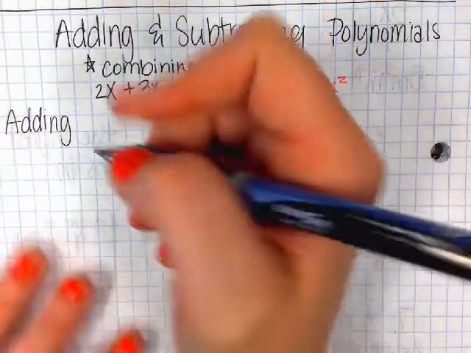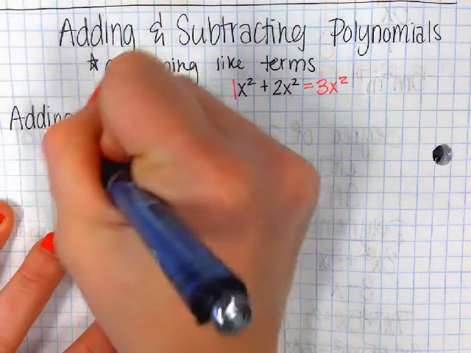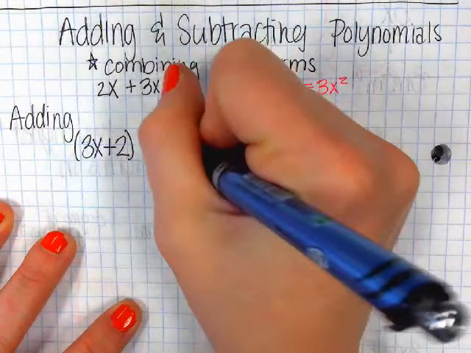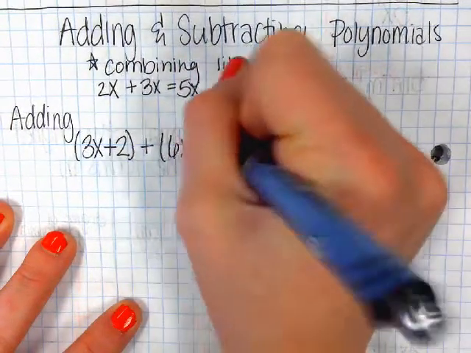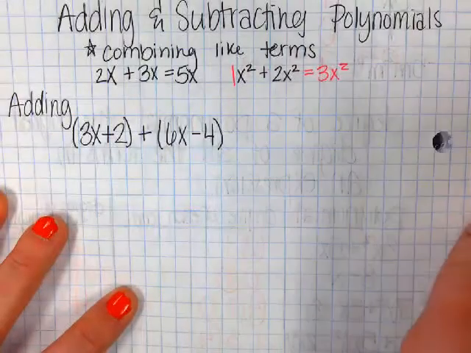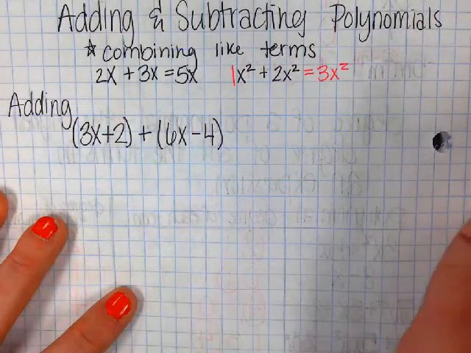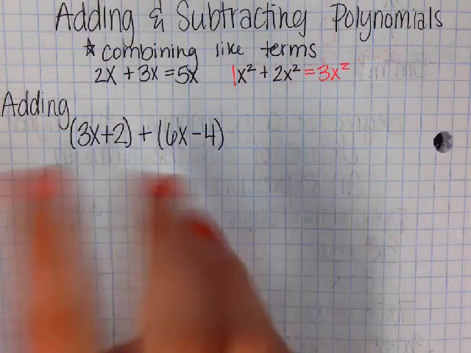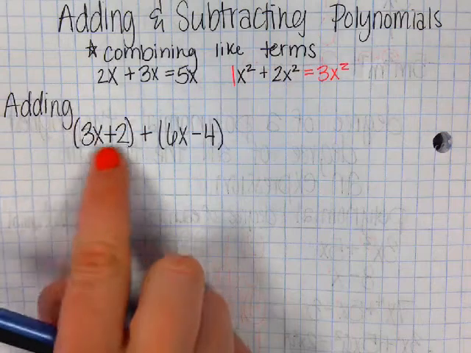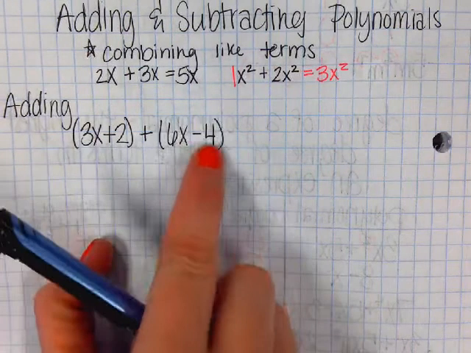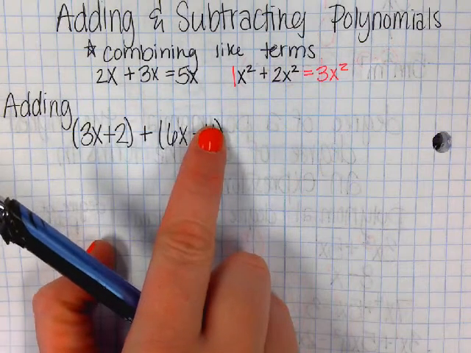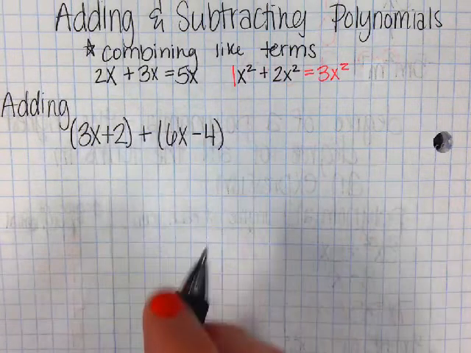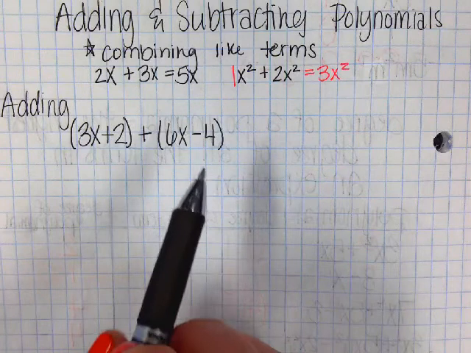Okay, so let's do this one first. If I want to add 3x plus 2 plus 6x minus 4. Okay, so all this means is you're going to take whatever's in this parentheses and add it with what's in this parentheses. Now, when you're adding, the parentheses don't really matter. Once we get to subtraction, you have to pay attention.